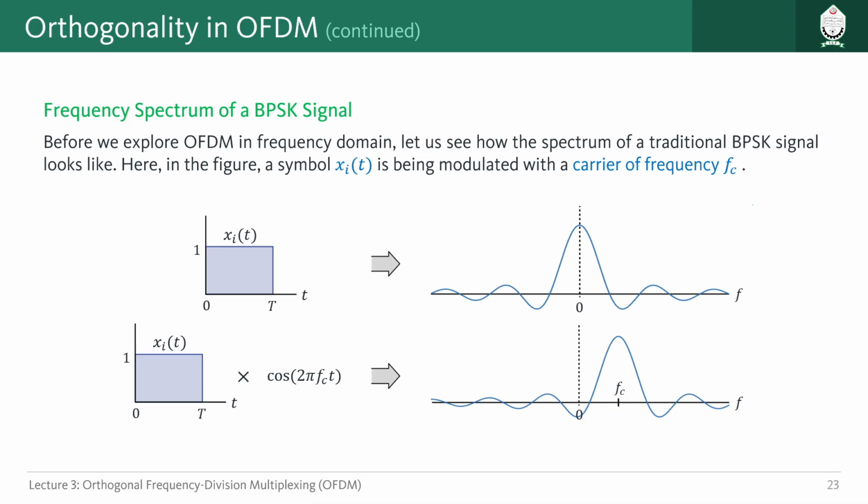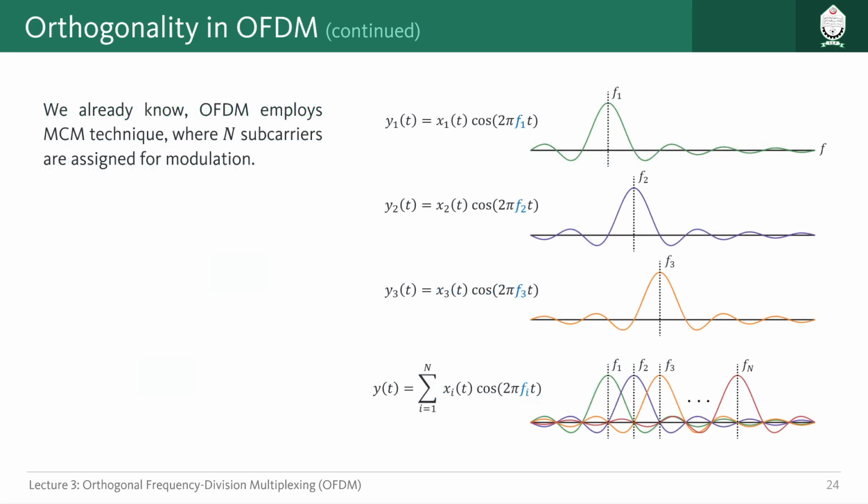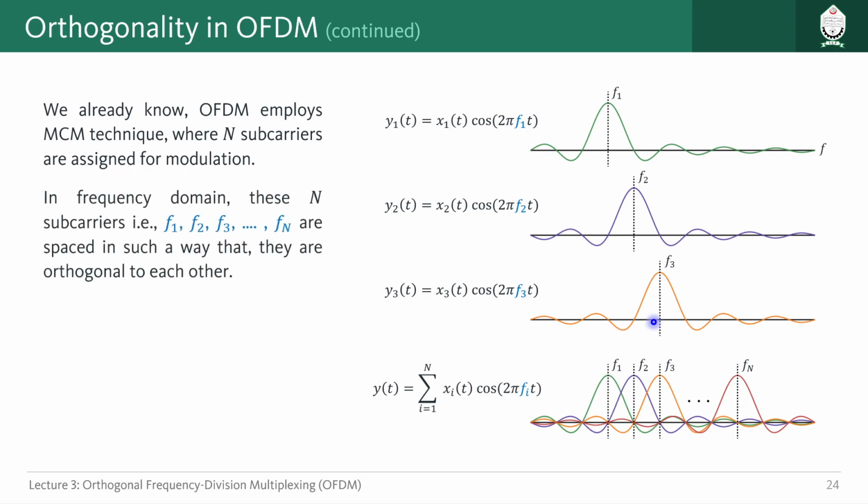So if we understand this property, then we can look at the next slide where we have n different modulated signals, right? So these are the n subcarriers with carrier frequencies f1, f2, f3. So we already know that we need n subcarriers for this kind of modulation in OFDM. But for OFDM, we also have to have some kind of orthogonality property among them. So that is what is done here.